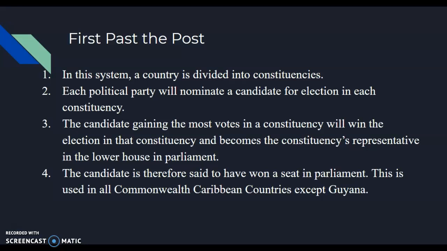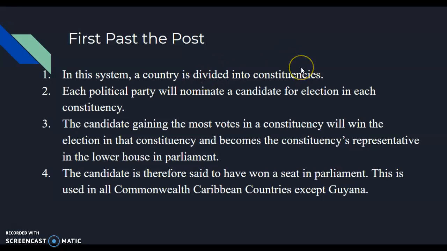Now, each political party nominates a candidate for election in each constituency. We recently had our election, and before election day, you would have heard about nomination day. This is where the political parties nominate their candidates for election in the various constituencies. So once we have candidates representing constituencies, we know that the system is a first past the post system.